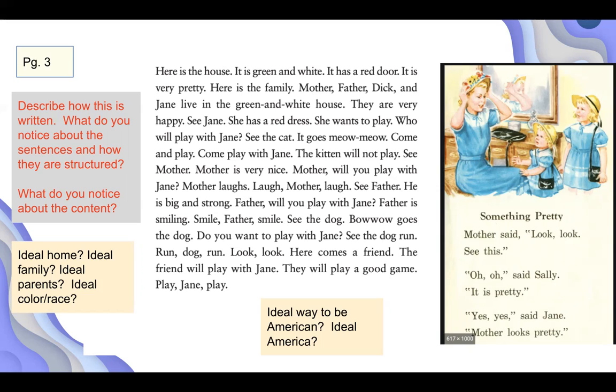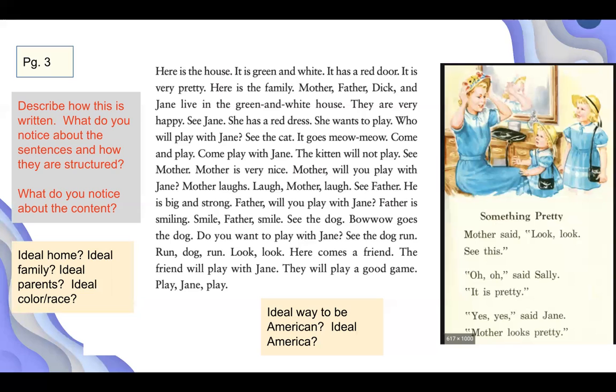Here's the house. It is green and white. It has a red door. It is very pretty. Here is the family. Mother, father, Dick, and Jane live in the green and white house. They are very happy. See Jane, she has a red dress. She wants to play. Who will play with Jane? See the cat, it goes meow, meow. Come and play. Come play with Jane. The kitten will not play.